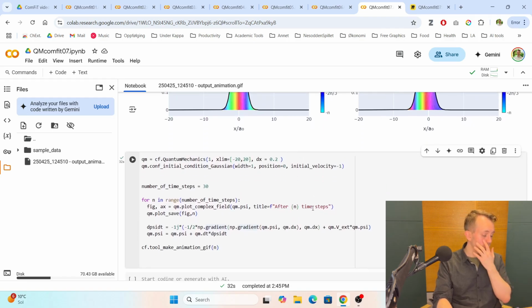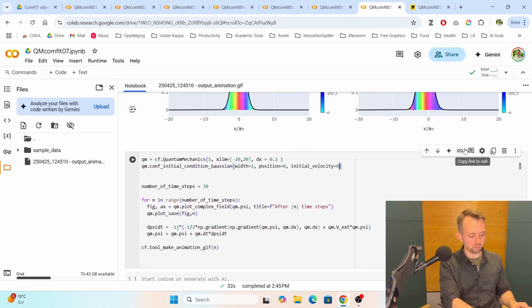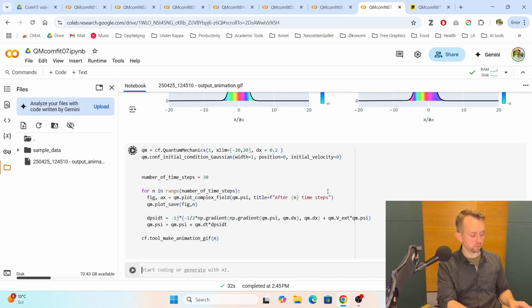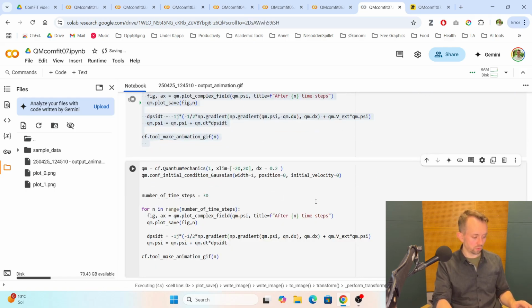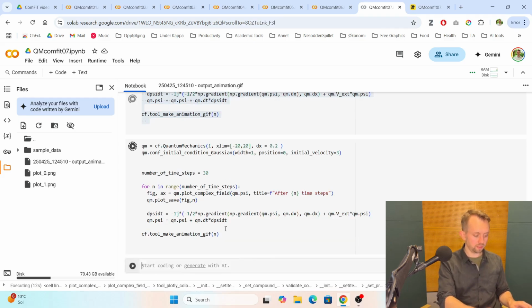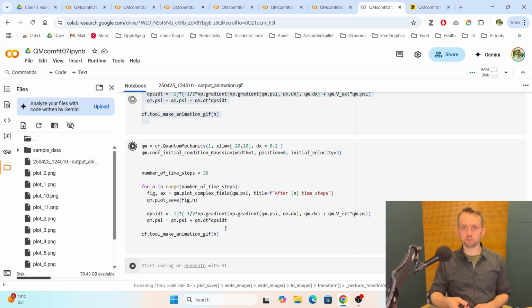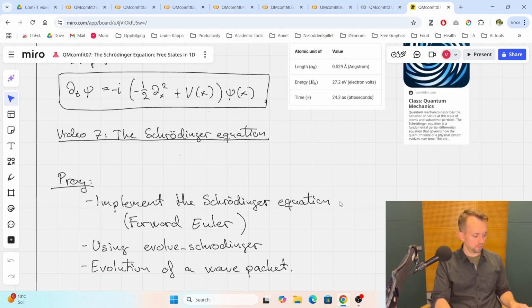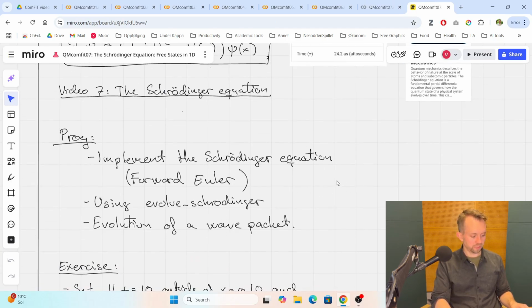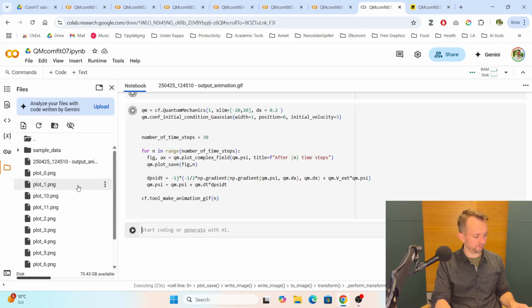And from this point on, there are a lot of things you can do. Like, for instance, you could change the velocity to 0 just to see what happens in that case. You can also give it a much larger velocity. Let's say we give it a velocity of 3. All of these things you can play around with now. So that's the evolution of a wave packet.